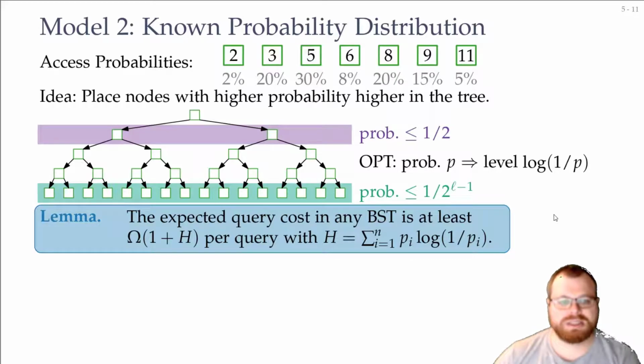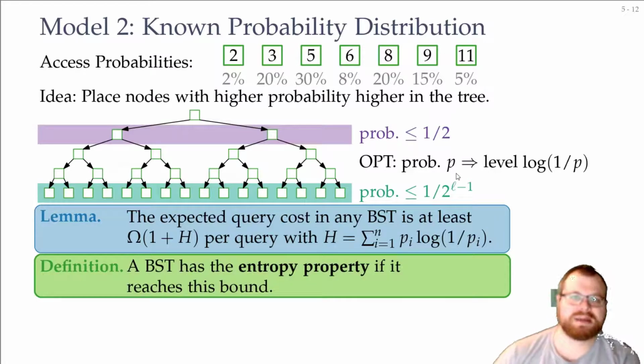It's not clear that we can always do that, but in the optimum we definitely get this, because the optimum would look like this. So we definitely cannot do any better than that. And we say that a binary search tree has the entropy property if it reaches this bound. Let's have a look at two small examples of what this means.